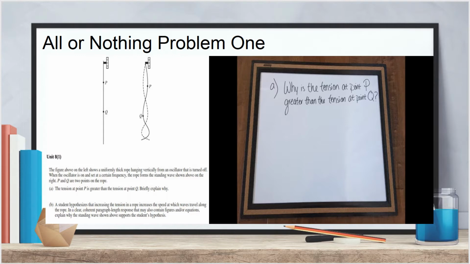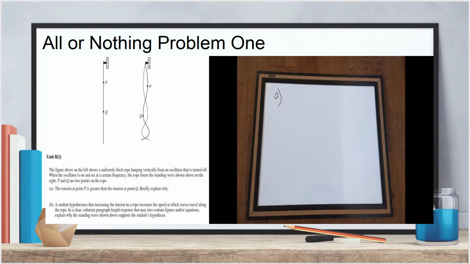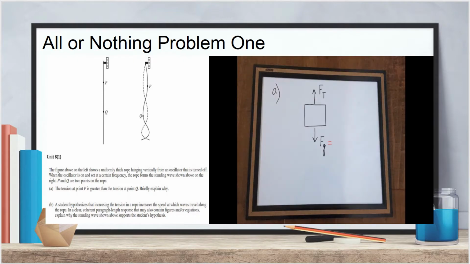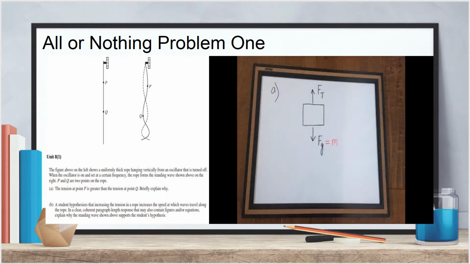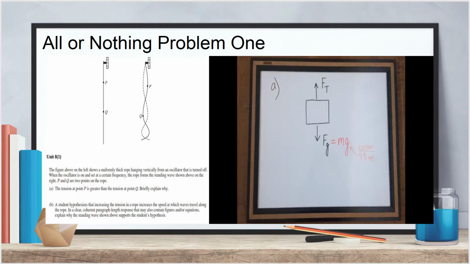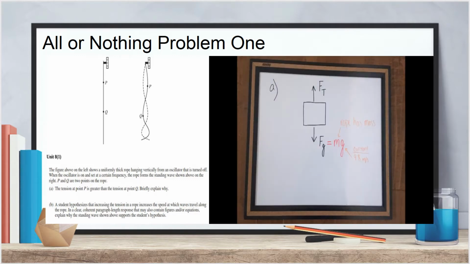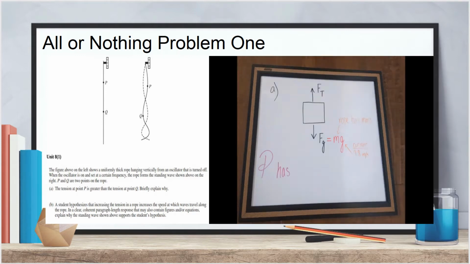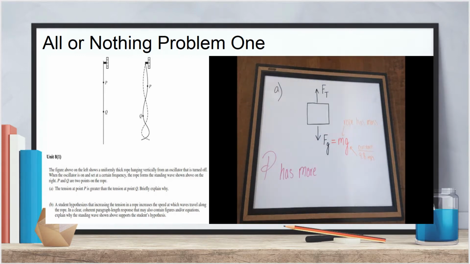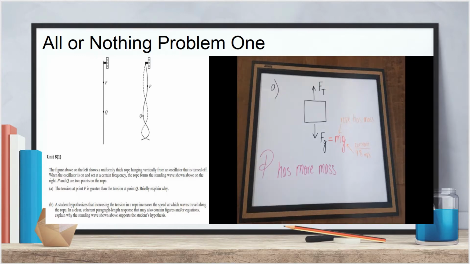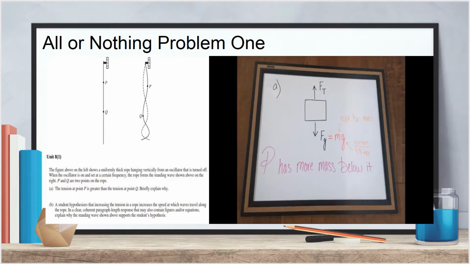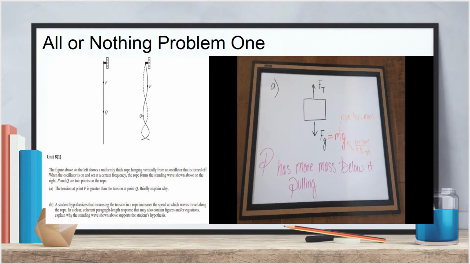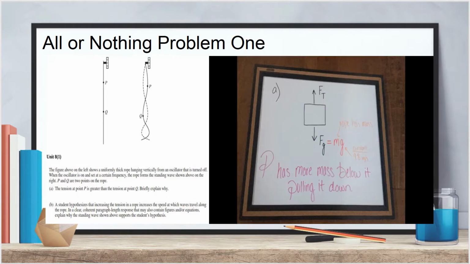So part A is basically asking us why the tension at point P is greater than the tension at point Q. To help us understand why point P would have more tension, we need to draw a free body diagram that shows the force of gravity and the force of tension. The force of gravity is equal to mass times the acceleration due to gravity, which is a constant 9.8 meters per second squared. Because the rope has mass and P has more rope under it than Q does, P is going to have more tension, because the force of tension is equal to the force of gravity. So P has more mass below it pulling it down, and that's why it has more tension.